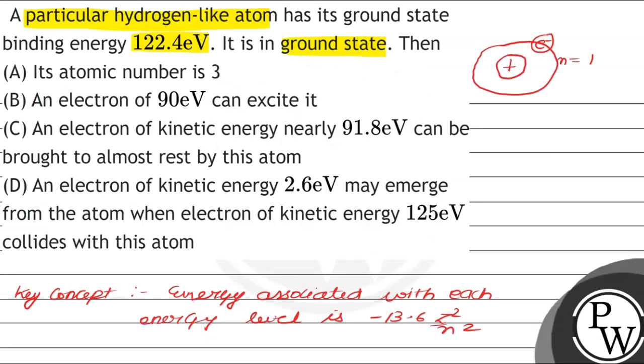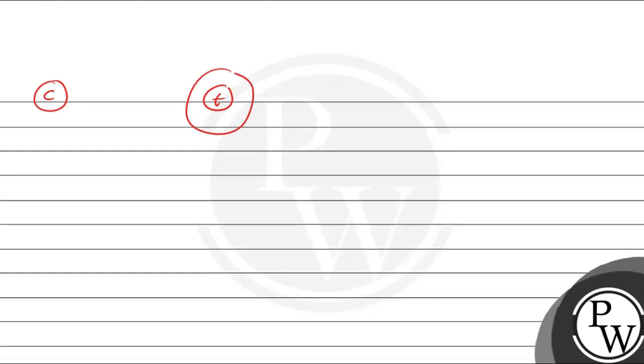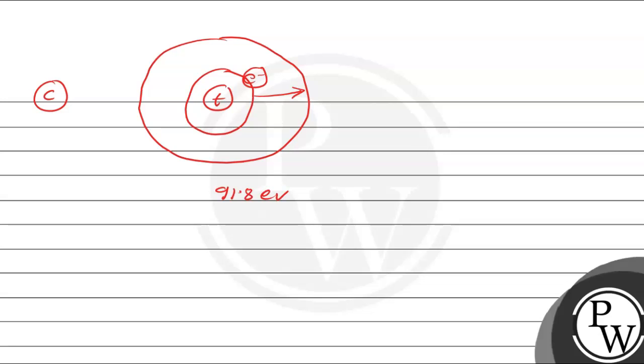Let's check option C. Option C says an electron of kinetic energy nearly equals to 91.8 electron volt can be brought to almost rest by this atom. So students, from the last option we have seen that electron requires an energy of 91.8 electron volt to transit from first energy level to second energy level, and also this electron is carrying that much amount of energy. With complete transfer of energy, this electron's kinetic energy will be zero. This is because it has transferred its complete kinetic energy to this electron. So we can write half mv square equals to 0. From here v equals to 0. So we can say that yes, this electron can be brought to rest if it completely transfers its energy to this electron. So option C is also correct.